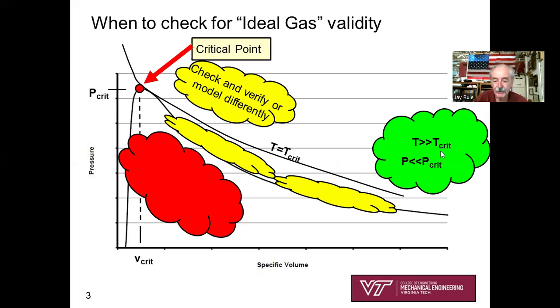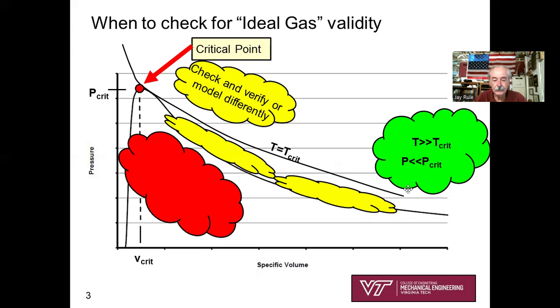Okay, let's look at the green cloud first. If you're a commonly recognized gas, the temperature is much, much greater than the critical temperature, and your pressure is much, much less than the critical pressure, in other words you're above this line and below this pressure line, so if you're over here in this region, you don't really even need to check the compressibility factor Z.